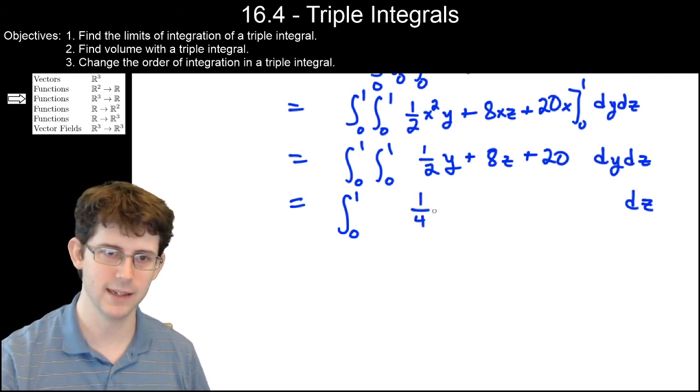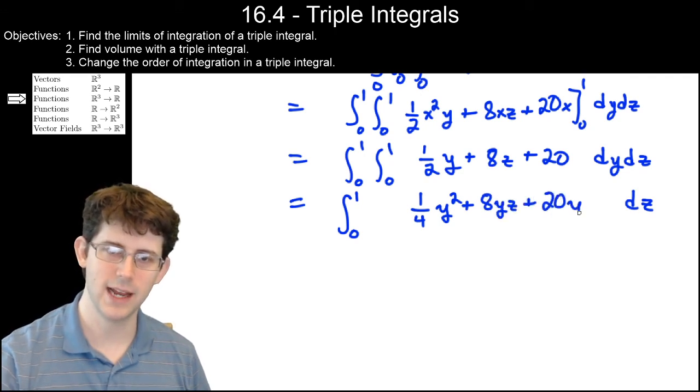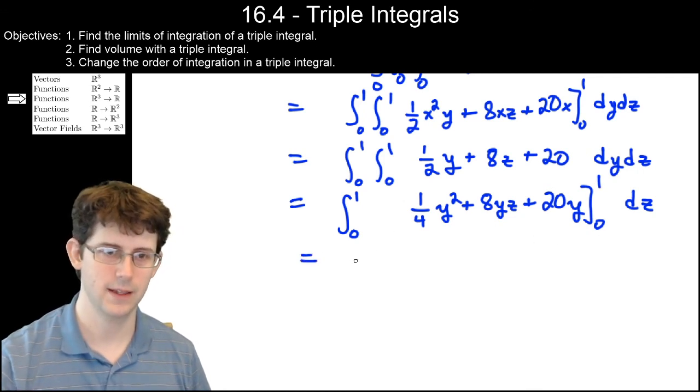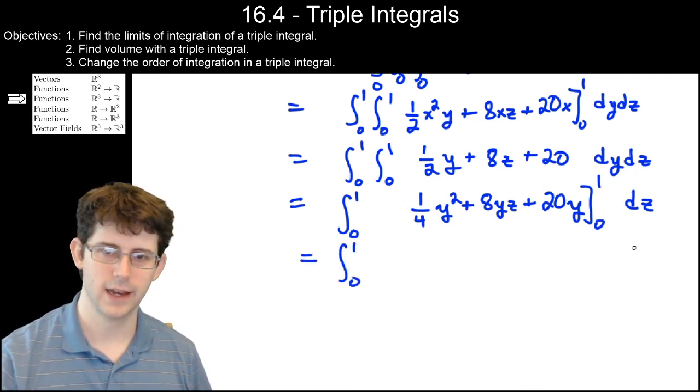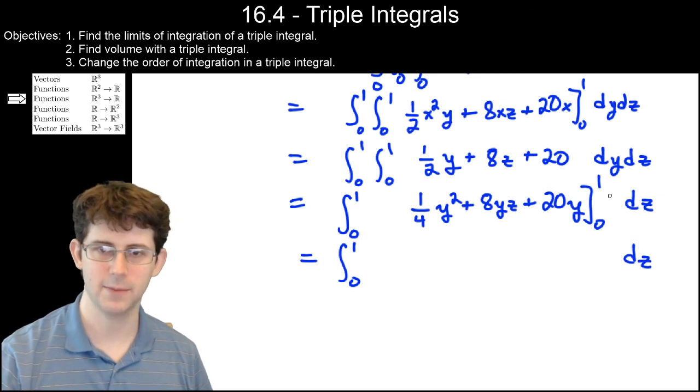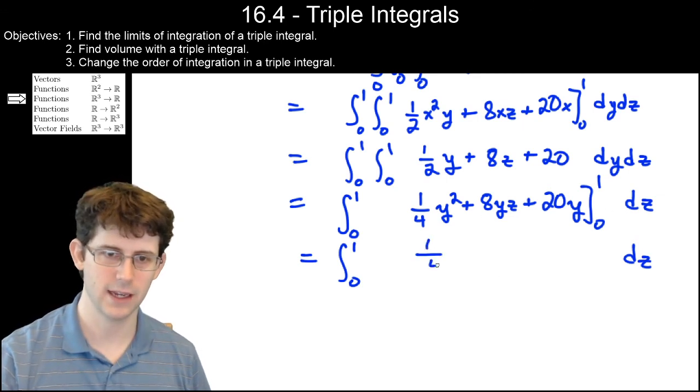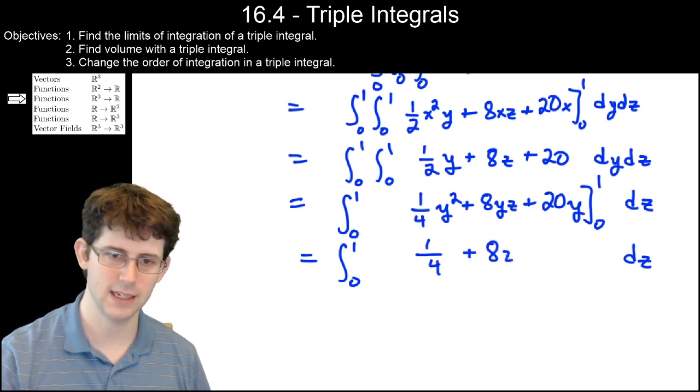Integral of half y is a fourth y squared. Integral of 8z is 8yz. Integral of 20 is 20y. This is from y equals 0 to y equals 1. The outer z integral is still waiting, and I plug in 0 and 1 for y. So I get a fourth plus 8z plus 20.